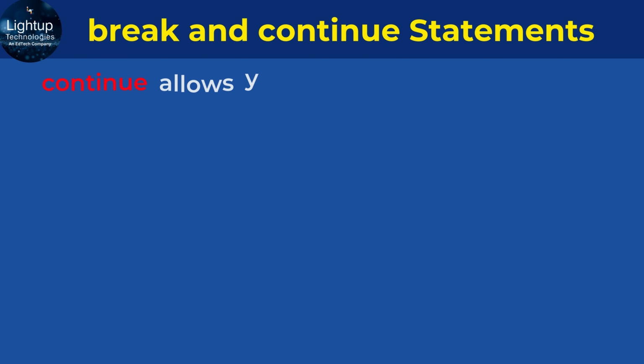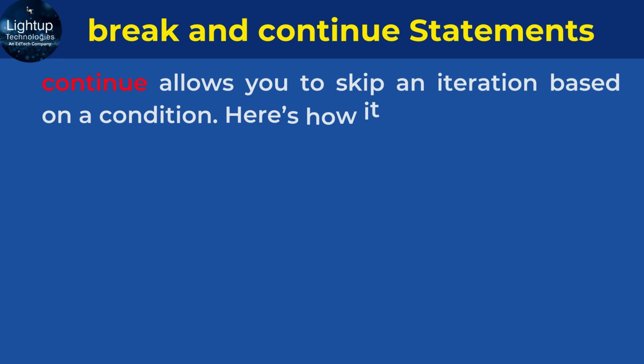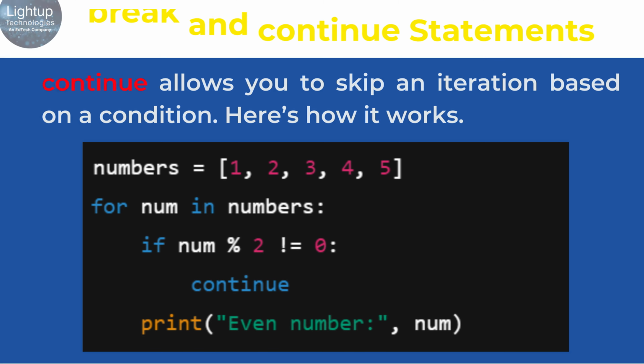On the other hand, continue allows you to skip an iteration based on a condition. Here is how it works. In this case, the loop will skip odd numbers and only print the even ones. The continue statement is perfect when you need to skip certain conditions without breaking out of the loop.